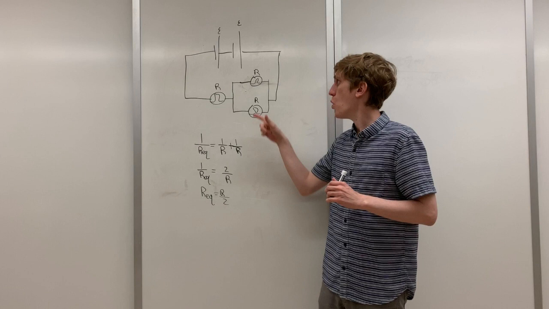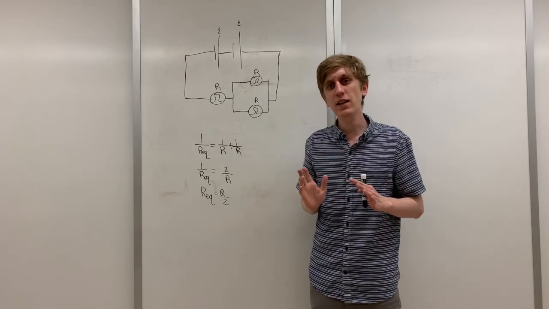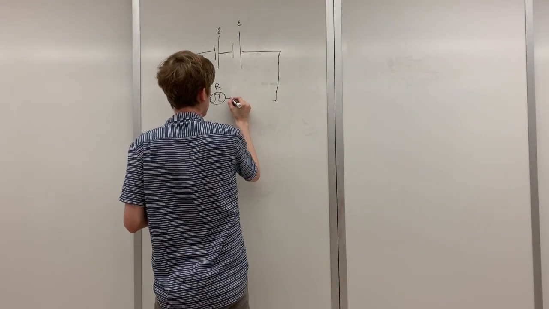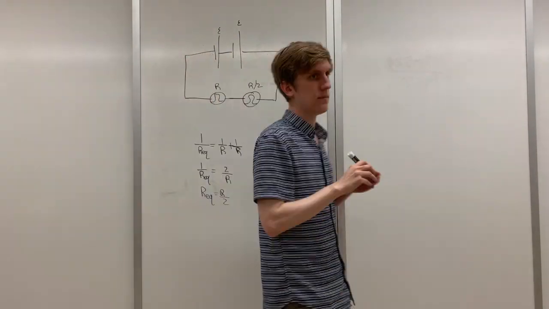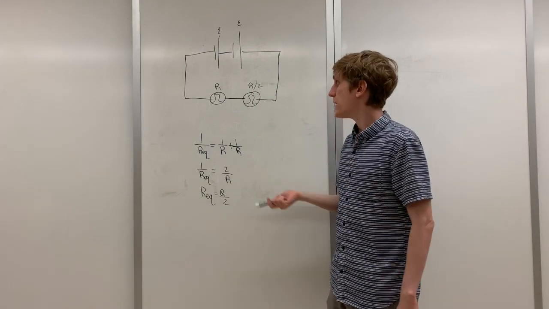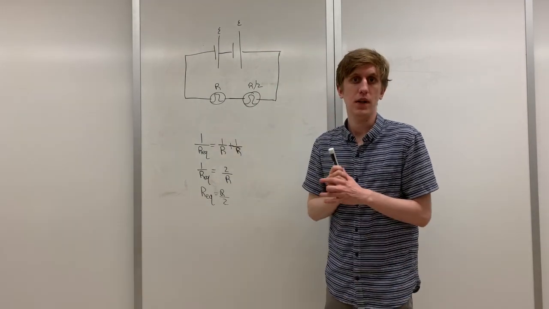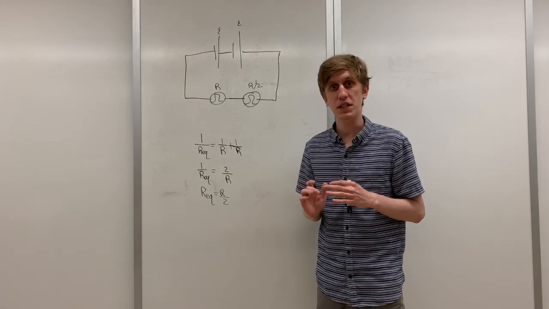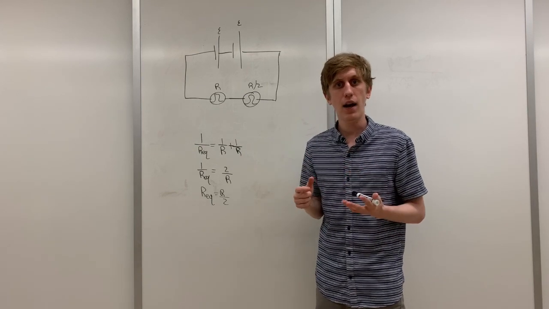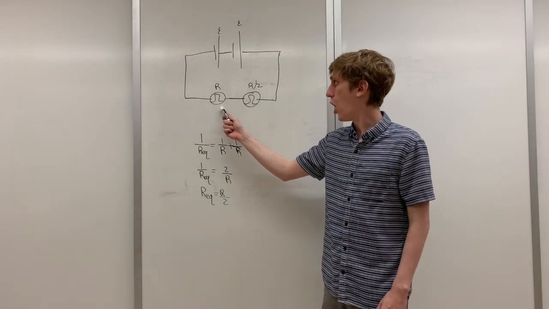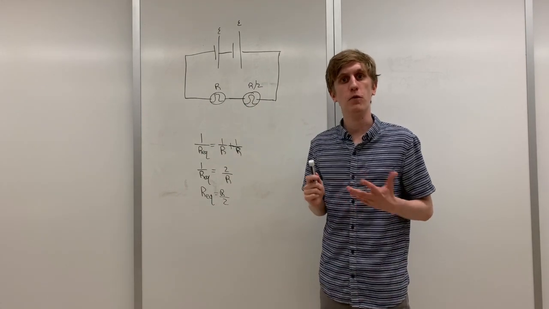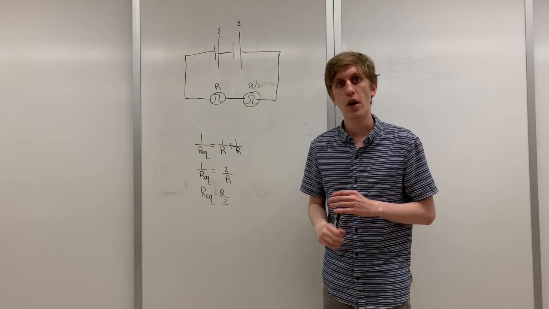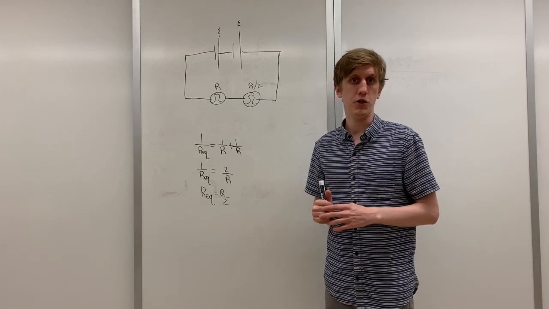We can now imagine replacing these 2 light bulbs with a single light bulb with resistance R over 2. Now we have to ask ourselves, what is the equivalent resistance of these 2 light bulbs? We know that for resistors in series, the equivalent resistance is just the resistances added up. So this has a resistance of R, and this is a resistance of R over 2. So we can replace those 2 resistors with a single resistor with resistance 3R over 2.